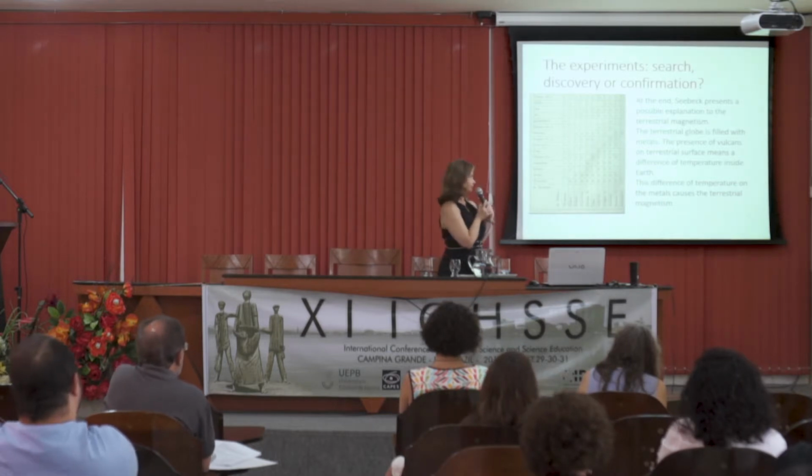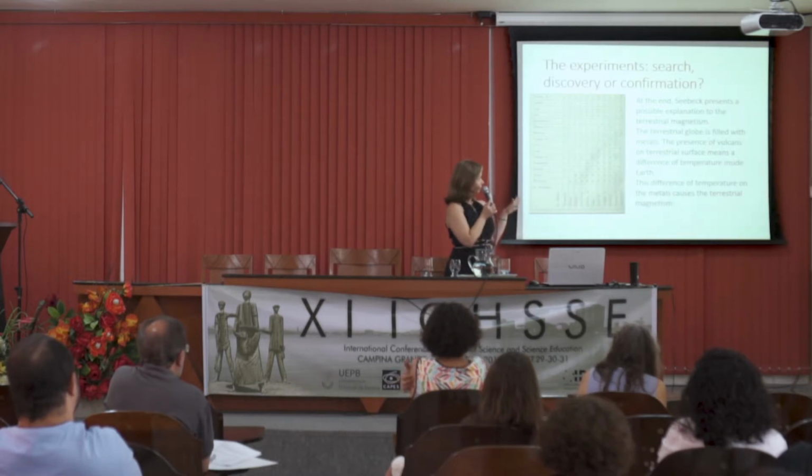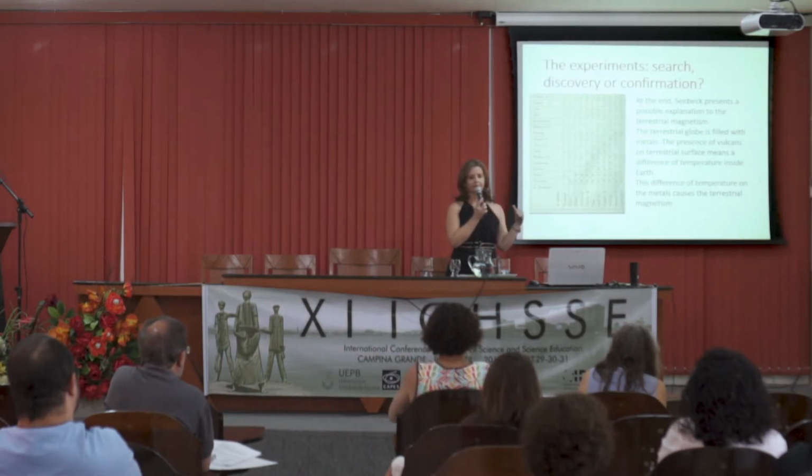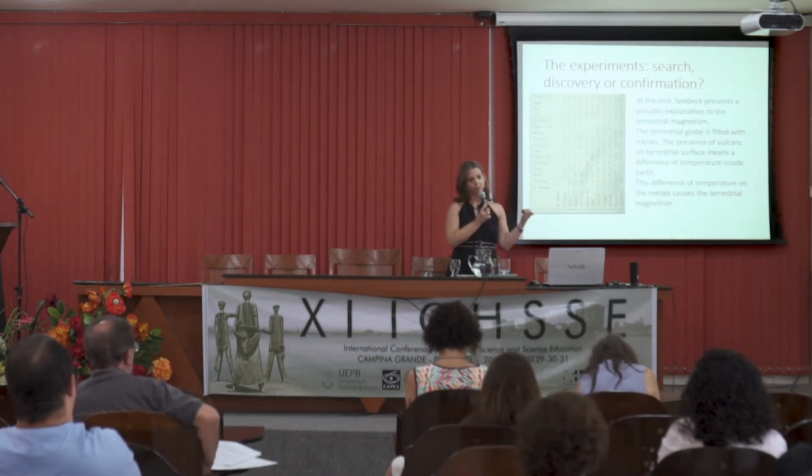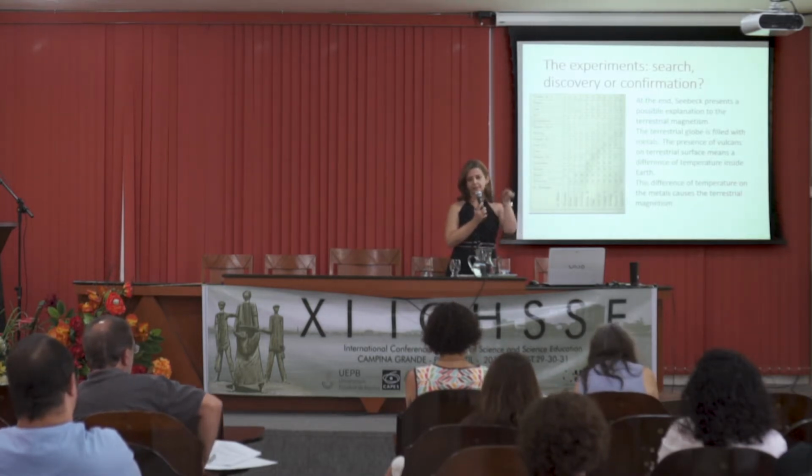So it's a little awkward, but he concluded that, well, first, the terrestrial globe is filled with metals, and the presence of volcanoes on the terrestrial surface means a difference of temperature inside the Earth and on the outside, also because of the air. So the air in the atmosphere has a different temperature, and because of this different temperature and the presence of metals, you have the terrestrial magnetism.